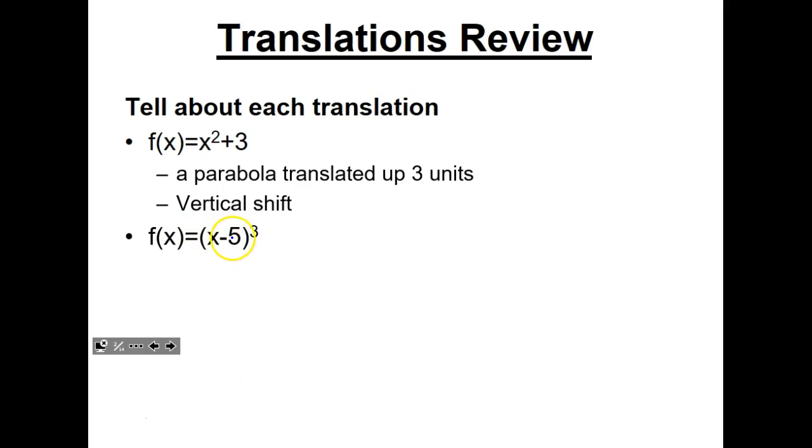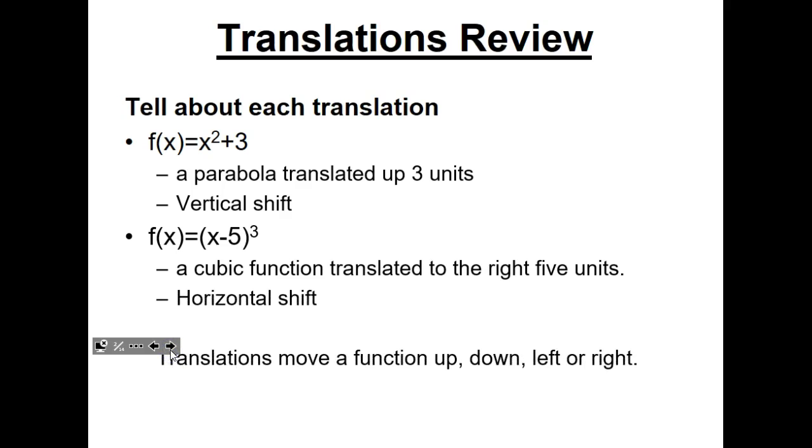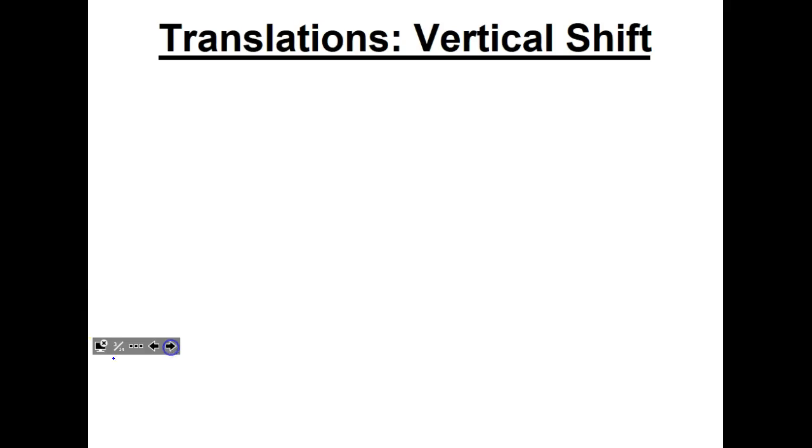If I have x minus 5 right here, that is going to move to the right 5. That is a horizontal shift. Okay? Translations move a function up, down, left, or right. So let's look first at a vertical shift.